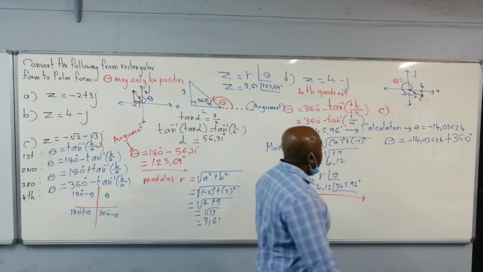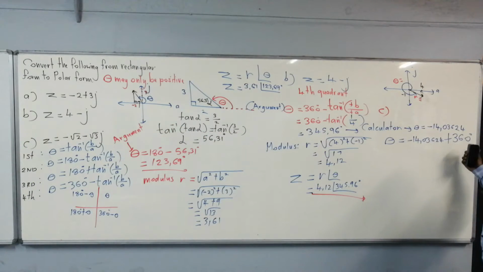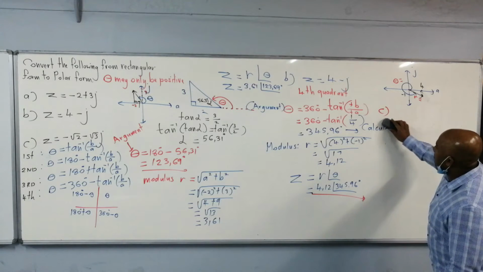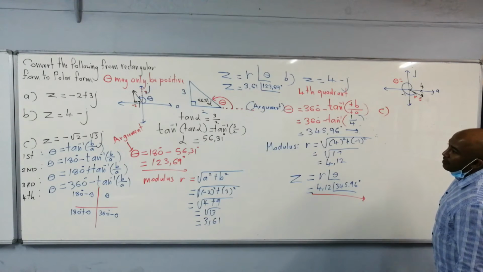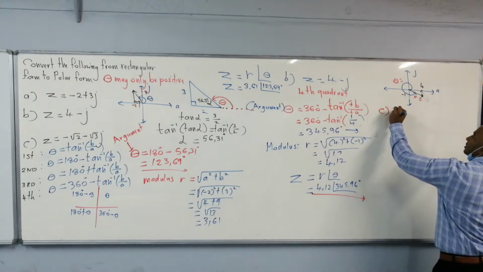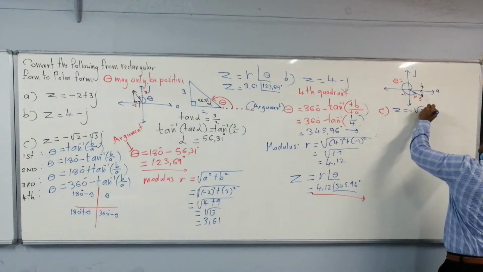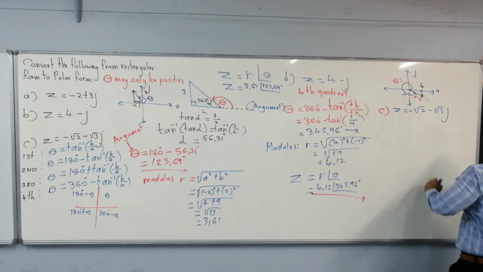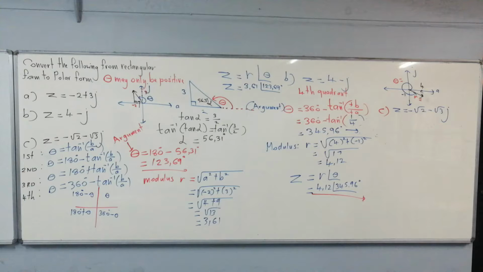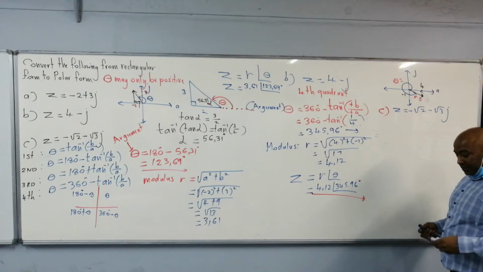Right, so remember that. Add 360. Let's deal with the last one. We got minus root 2 minus square root 3j. So first thing is, determine which quadrant you are in. Do a rough sketch.